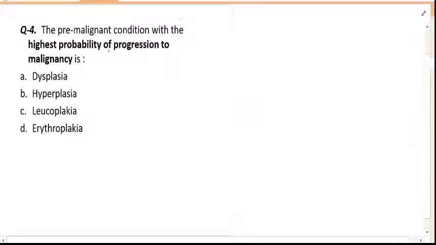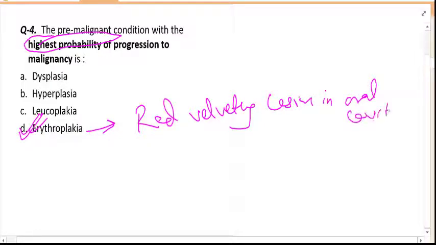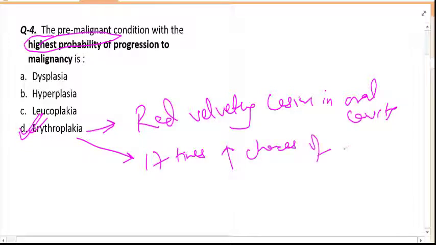The pre-malignant condition with the highest probability of progression to malignancy. Highest probability is seen in erythroplakia. Erythroplakia is a red, velvety lesion in the oral cavity. This has 17 times increased chances of developing into malignancy. So this is a pre-malignant lesion, erythroplakia. Mostly this is present on the palate. Palate is the most common site.